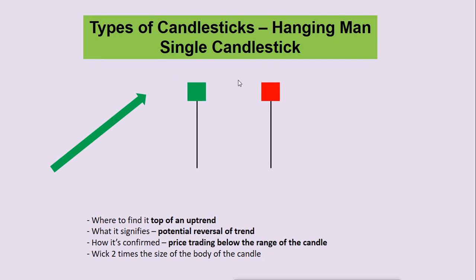So what does this type of candle mean? Well, if you had bought your shares and they were in an uptrend and suddenly you see a hanging man showing up, now you're going to look for the confirmation. The confirmation usually has to be any price trading below the closing price of the hanging man candle. Alternatively, it can be below the wick of the hanging man candle.